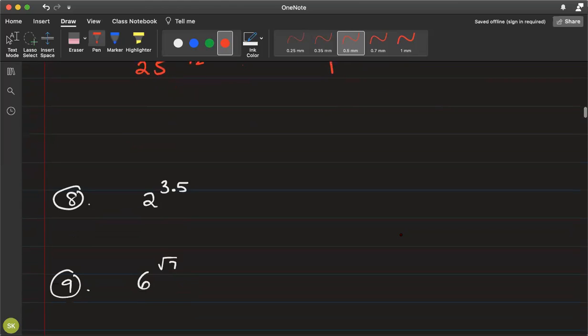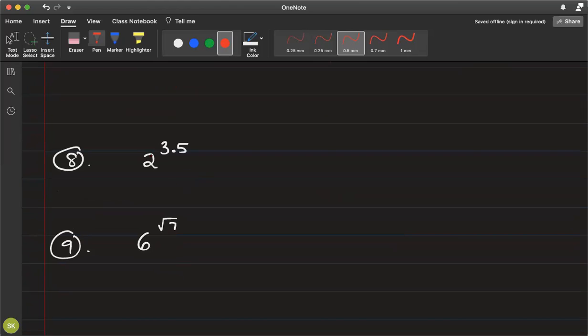Okay, now we're going to deal with taking a number and raising it to not an integer, something you can't write as a fraction, like a decimal or an irrational number. Now this stuff you can actually just plug into your calculator, and that's what I'm going to do here.